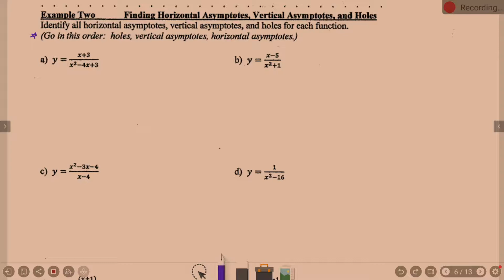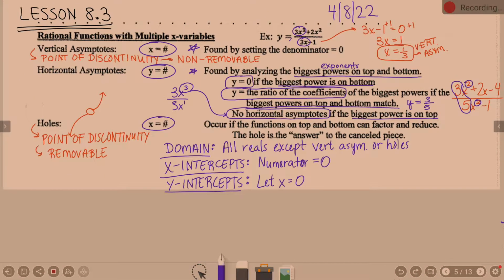So, looking at example 1, y equals x plus 3 over x squared minus 4x plus 3. First thing we're going to try and find are any holes? Okay. Now, we're going to do lots of flipping back to the front side, right? What did it say about holes? We have to factor, right? Holes occur if top and bottom can factor and reduce. So one of the first things you're going to do with every problem is you want to factor it.